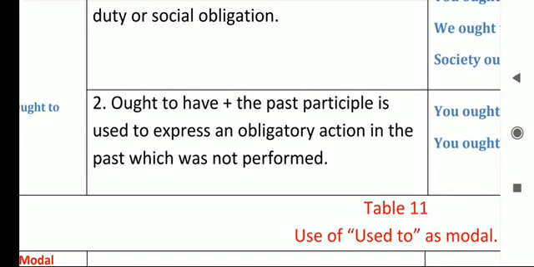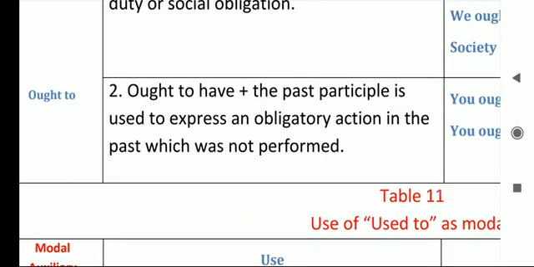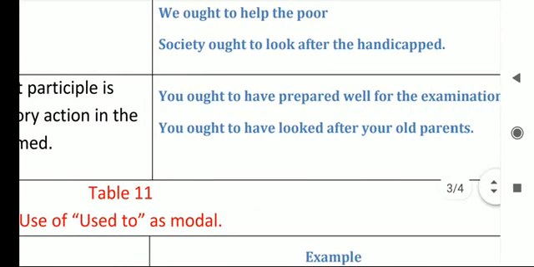Now ought to have plus past participle, right? When we use ought to have plus past participle, it is used to express an obligatory action in the past which was not performed. That means it was an obligatory action which was supposed to be performed but has not been performed, right? So there we use ought to have plus past participle, as in the following examples.